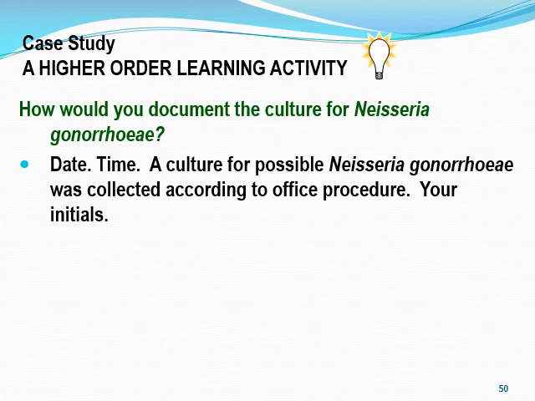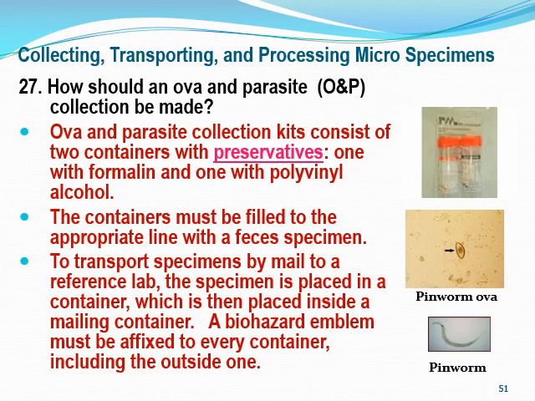Remember we talked about charting, right? Date and time always, right? A culture for possible. You suspect it, right? But you do not know yet. So you always want to say that you are doing a culture for possible Neisseria gonorrhea, collected according to office procedures, with your initials and credentials, right?